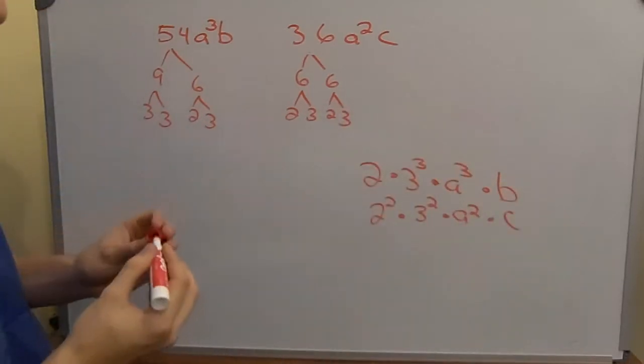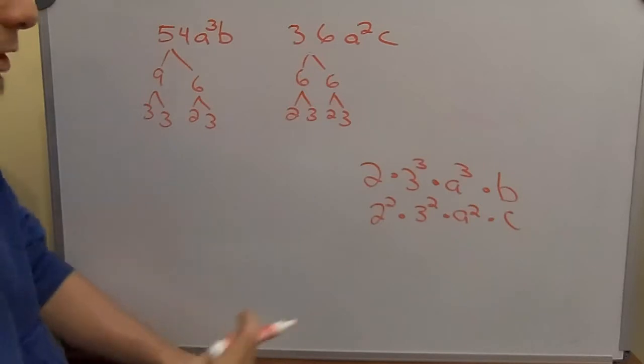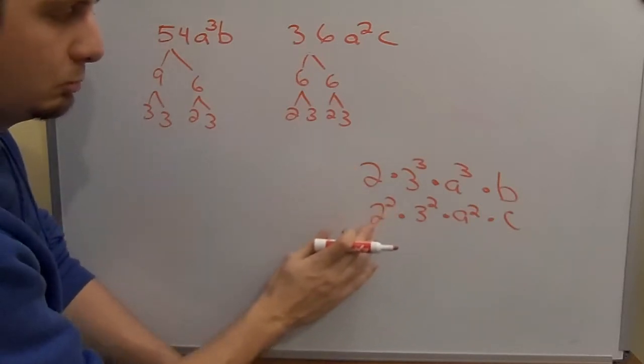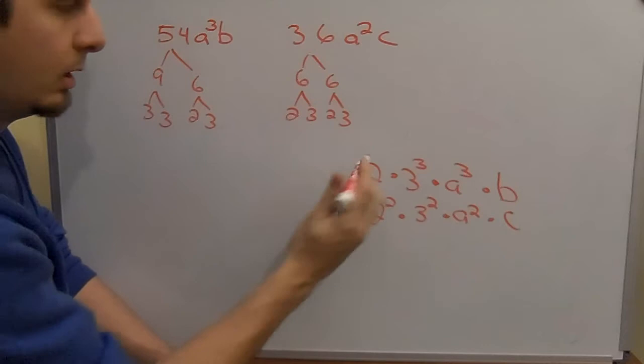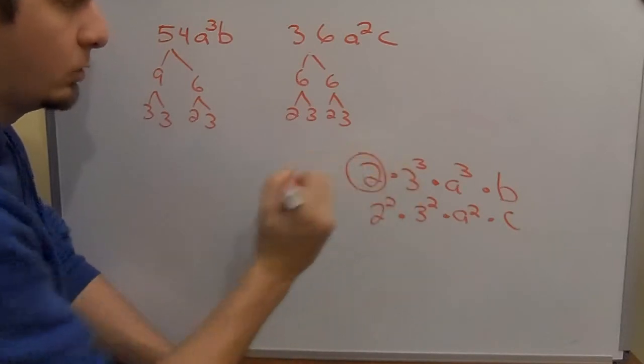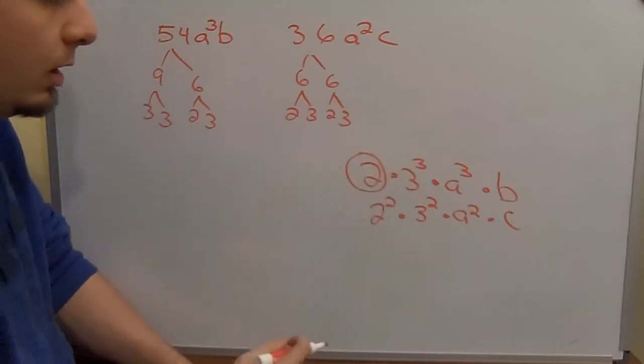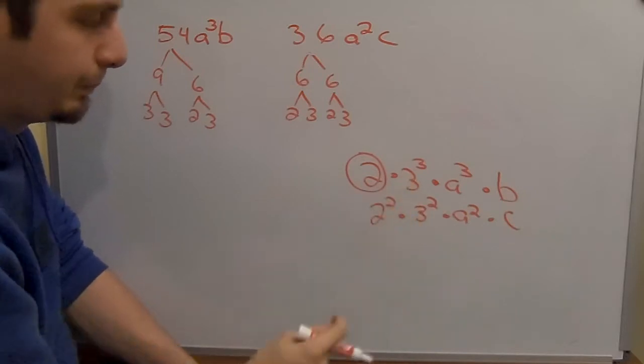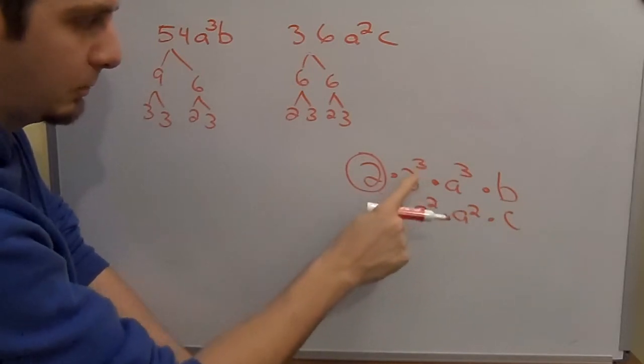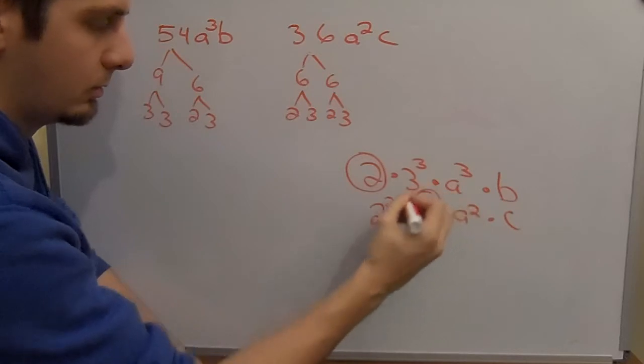Okay. So again, we're going to take a look and we're going to see what do they have in common. We're going to look at the 2's. There's 2 2's being multiplied and 1 2. So they have 1 2 in common. There's at least 1 2 in each of their prime factorizations. Take a look at the 3's. There's 2 3's here. There's 3 3's here, so they share 2 3's.